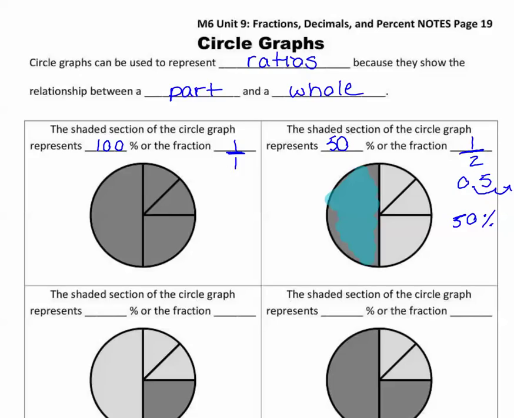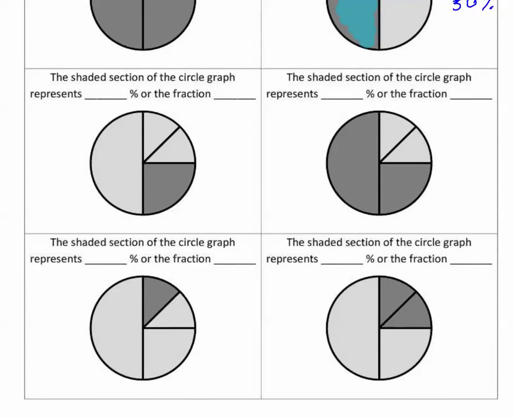All right, let's move down. The shaded section of the circle graph represents, so this little corner right here. If you look at this circle and you cut it like that, this is 1 out of 4, and we can just ignore this piece. 1 out of 4, or the percent of 25%. Same thing we did above, 1/4 is 0.25 as a fraction. Move the decimal point, it becomes 25%.